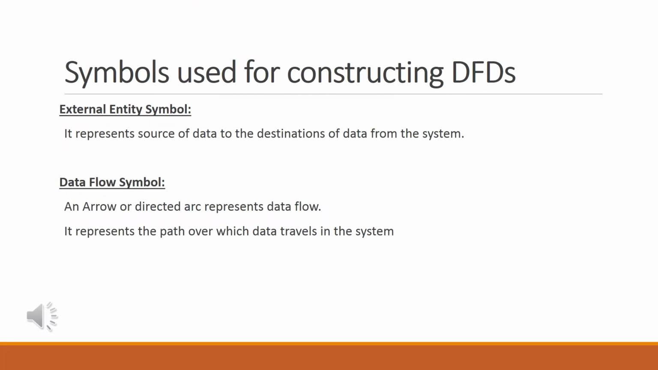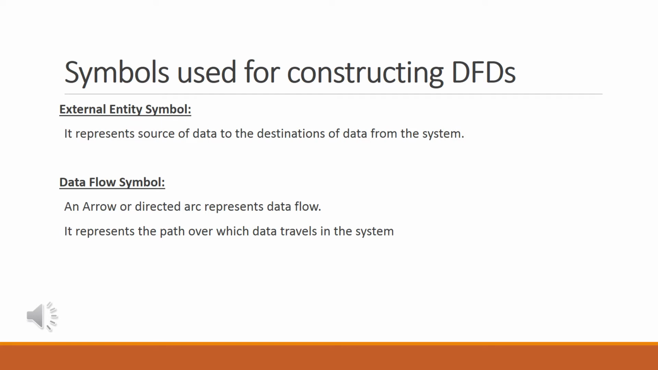Now the symbols that we have discussed in the previous slide, these are categorized into 4 categories. The first one is the external entity symbol. This external entity symbol is represented by the square symbol that we have already discussed, and it represents the source of data or the destination of data from the system.